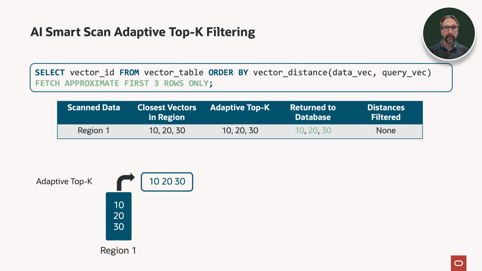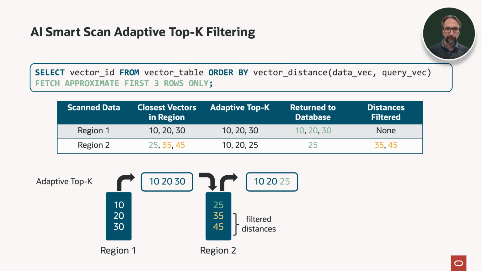Let's take a look at an example. In this case, we're asking the storage servers to give us the top 3 rows, or the top K of 3 for this particular query. So when it's sent down to the storage servers, an AI Smart Scan scans the first region and discovers that the 3 closest vectors in that region are 10, 20, and 30. It will set the adaptive top K to those values, 10, 20, and 30.